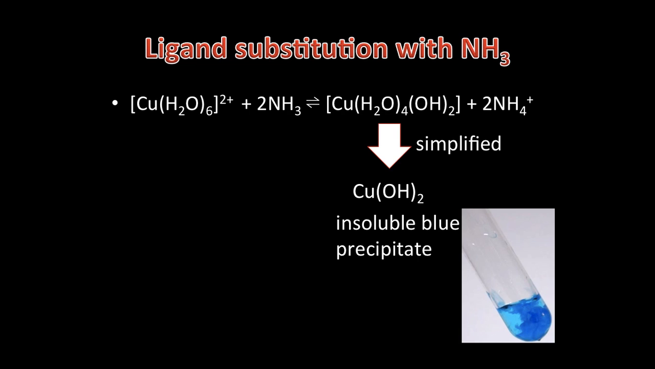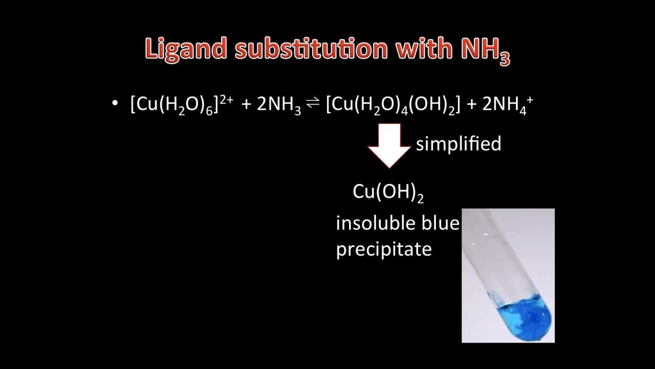The situation is a little more complex for ligand substitution with ammonia. This is because ammonia can also act as a base. If you remember back to the topic on acids and bases, a base is a proton acceptor. An ammonia molecule, NH3, can accept a proton to form an ammonium ion, NH4+. The reaction on the slide shows that the copper hexa-aqua complex reacts with 2 ammonia molecules to form the insoluble neutral complex, which is the blue precipitate that forms in the precipitation reaction between copper 2+ solution and aqueous sodium hydroxide.